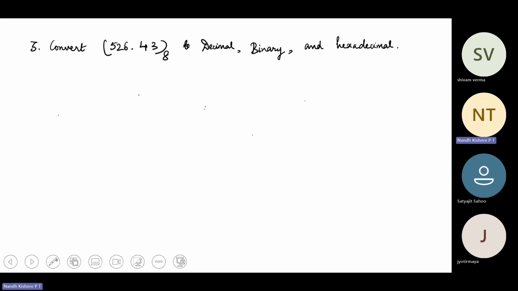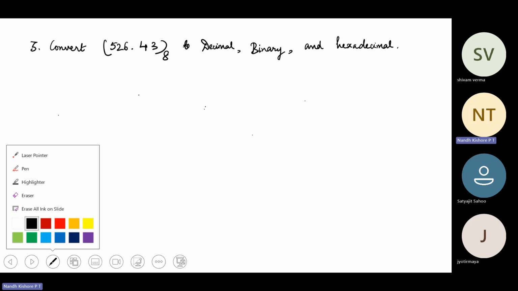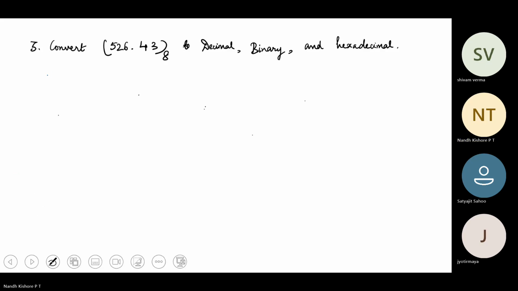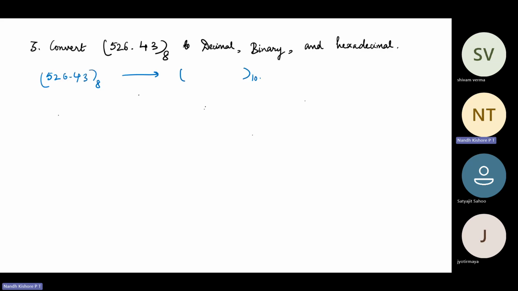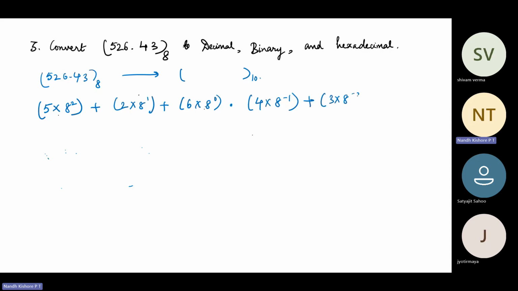How do you convert from octal to decimal? If you have any number and you want to convert it into base 10, you take each digit and multiply it with the corresponding base value. So 526.43 in octal has to be converted into a decimal number, which means 5 into 8 power 2, plus 2 into 8 power 1, plus 6 into 8 power 0, plus 4 into 8 power minus 1, plus 3 into 8 power minus 2. We just multiply with the place values.